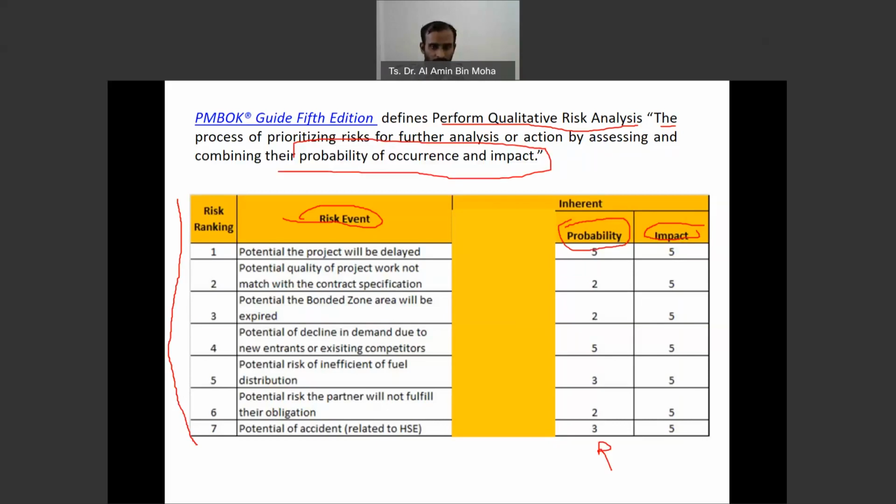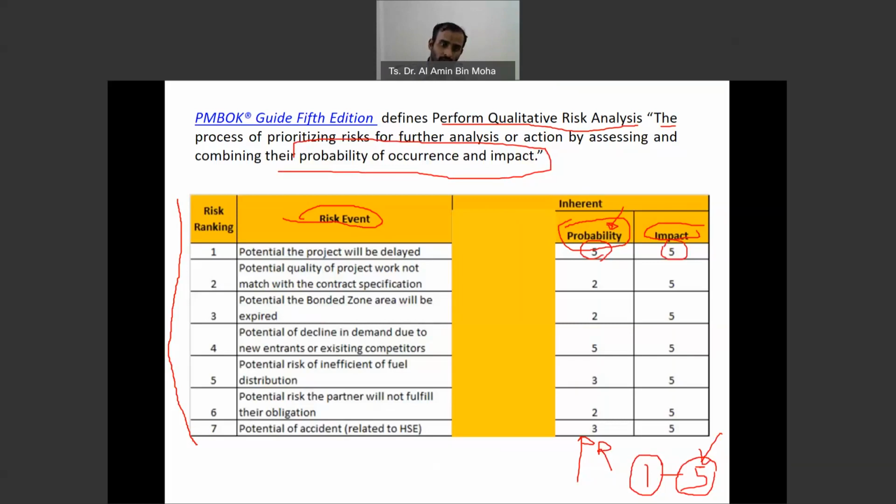Here we can see numbers 2, 3, 5. They have the scale, so this number will give some meaning. You need to have some description on this probability assessing scale. The same thing goes to the impact. Maybe they have a scale of 1 to 5, and they have an explanation for what 1 is and what 5 is. Maybe 5 is very high impact and very highly likely to happen. One is very low impact and very unlikely to happen. Maybe as an example, they say the potential is that the project will be delayed. The probability is 5, and the impact is also high.